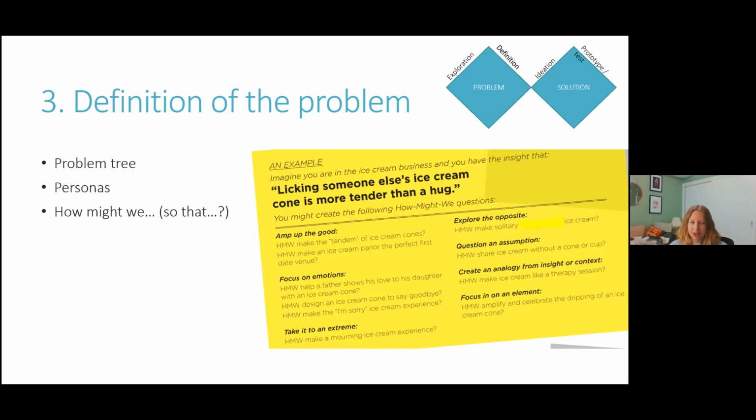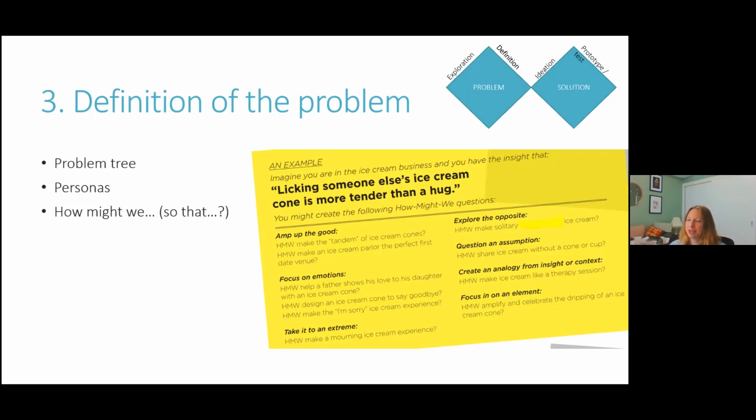This is from the design school, D school at Stanford University. And so they've got an example here where they say, one of the insights, if you're running an ice cream business, for example, is that licking someone else's ice cream cone is more tender than a hug. So that's an insight that they would have gained from that first part.